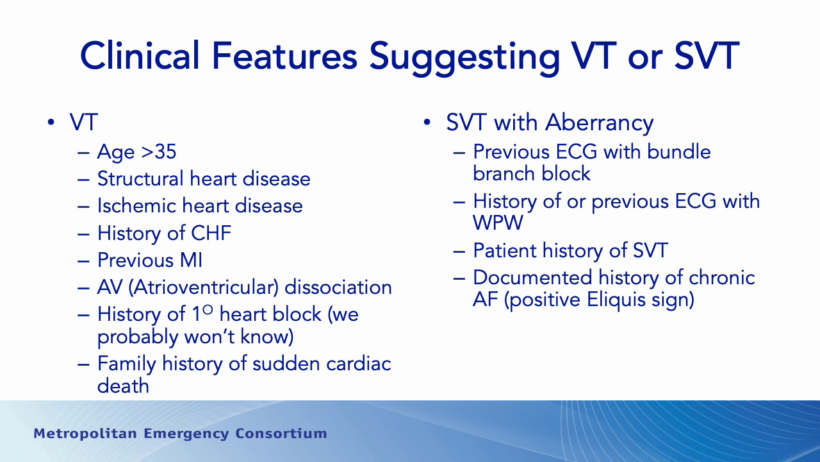And another thing to think about, if the patient has a history of chronic atrial fibrillation and now they're tachycardic, maybe they have aberrant conduction, or they may have rate-dependent aberrancy, where if their heart rate is normal, they have a normal QRS. If the heart rate's 160, their QRS is prolonged. I kind of think of this as a positive Eliquis sign. It seems like half my older patients are currently on Eliquis, and most of them are on Eliquis because they have chronic atrial fibrillation.